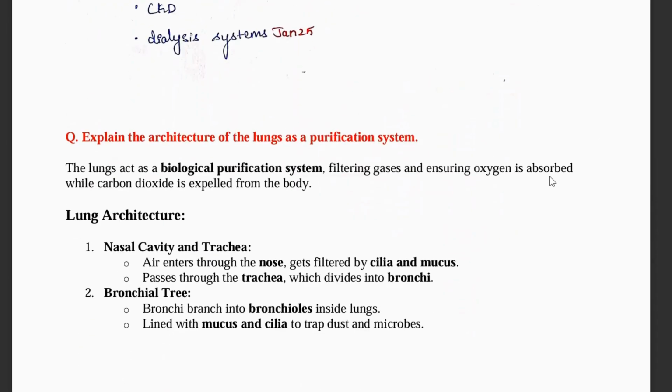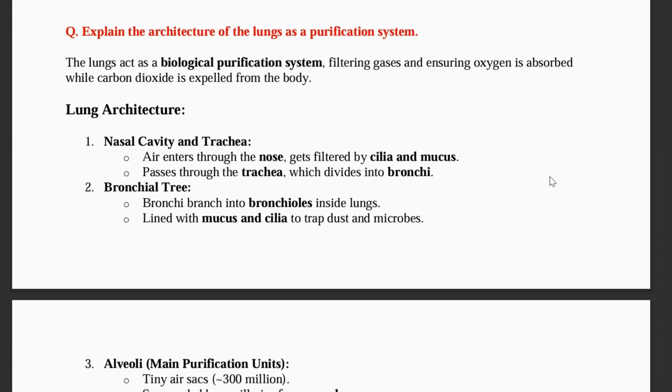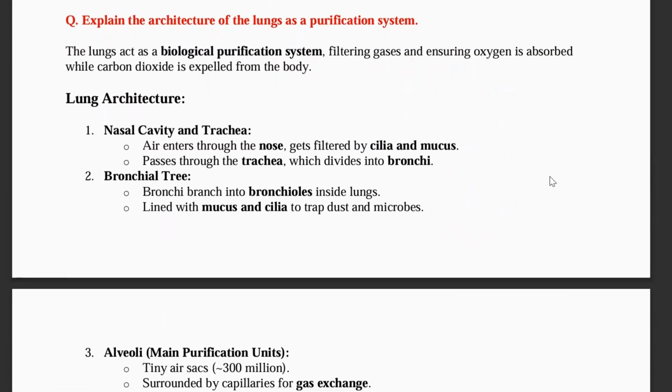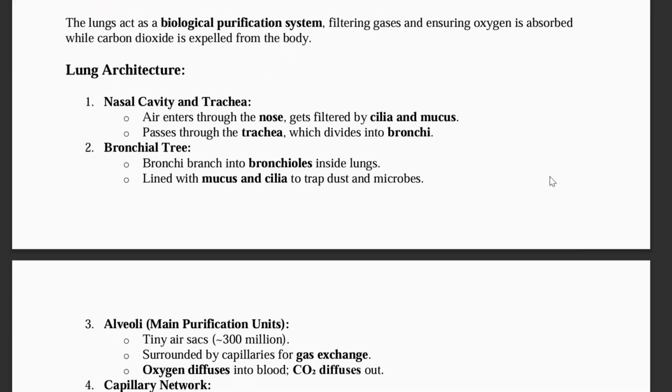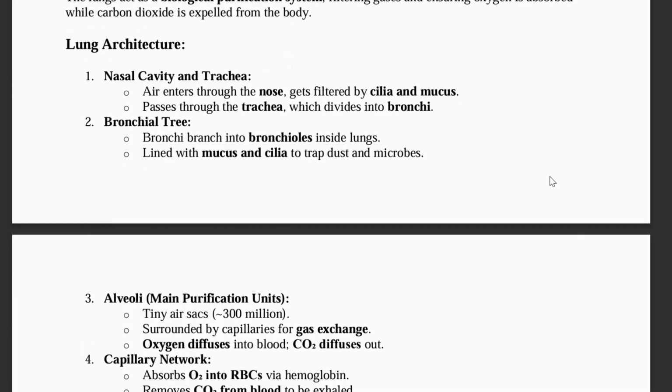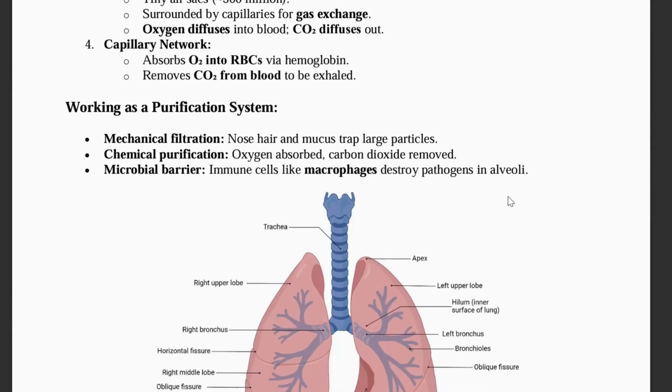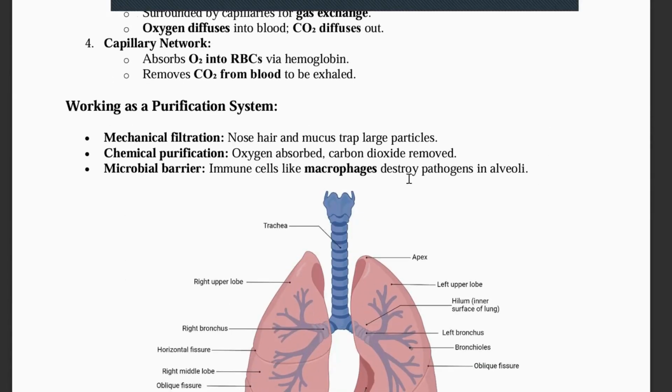Architecture of a lung as a purification system. The lung acts as a biological purification system, filtering the gases and ensuring the oxygen is absorbed while the carbon dioxide is expelled from the body. What is the architecture? We have a nasal cavity and trachea through which the air enters through the nose and gets filtered by the cilia and mucus, and it passes to the trachea, which divides into the bronchi. See here, this is the trachea and it divides into the two bronchi.